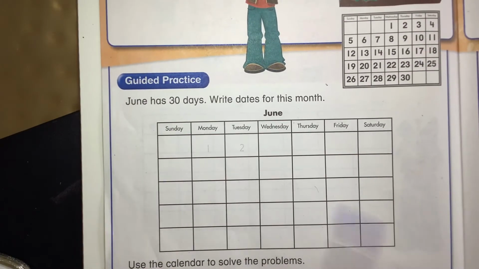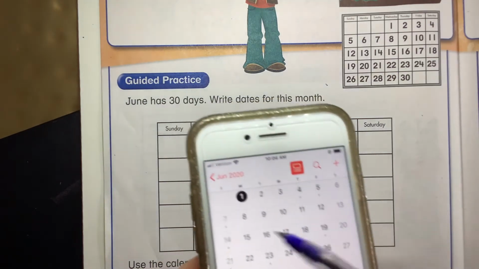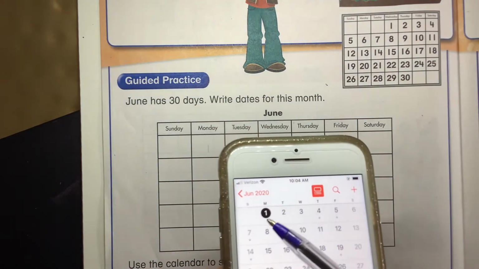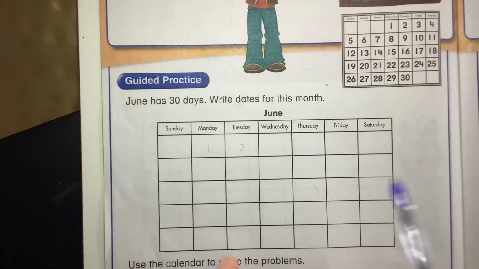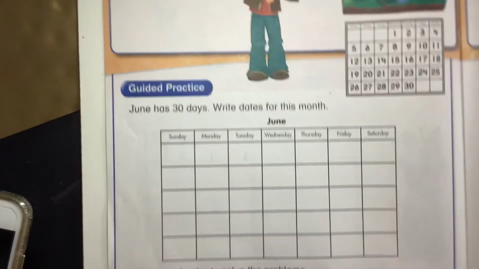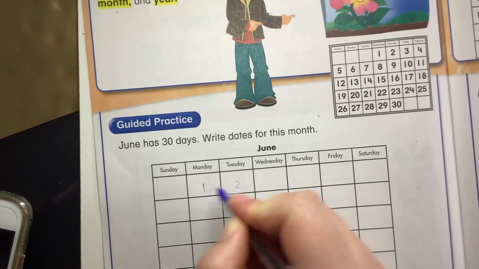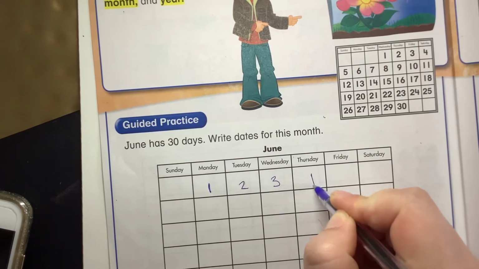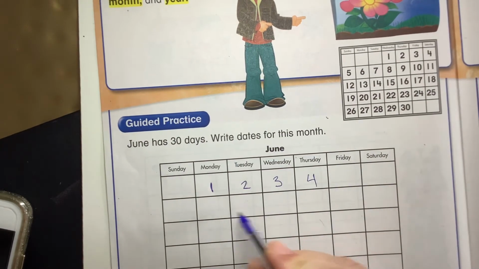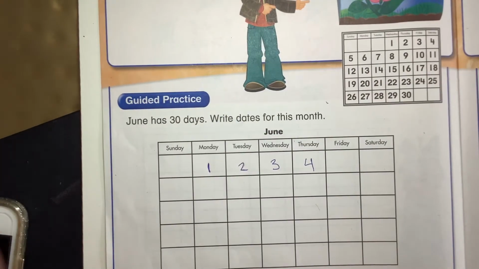So June has 30 days. Write dates for this month. So actually, June does start next week. Monday is June 1st, which is crazy. Guys, this is the last day of school right here. It's very strange. So if Monday is the 1st, that means Tuesday is the 2nd, Wednesday is the 3rd, Thursday is the 4th, 5th, 6th, 7th, 8th, 9th, 10th. Keep going all the way down.